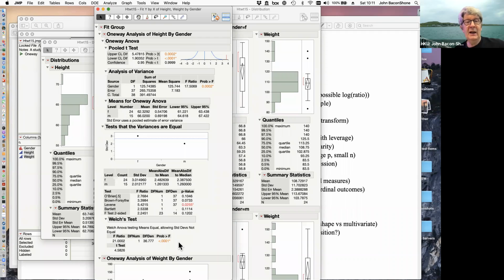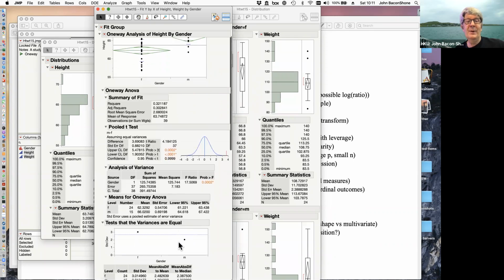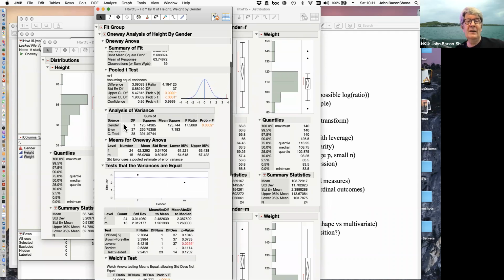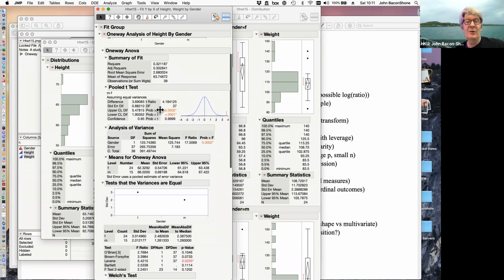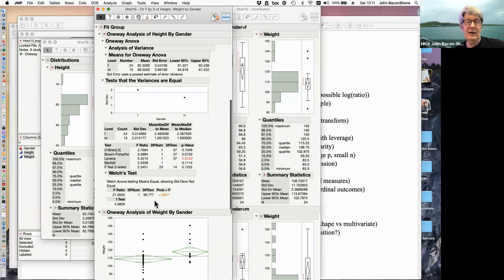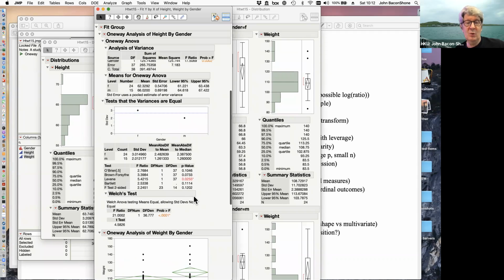And you'll see here, for example, this is the height by gender. The overall analysis of variance result is the same as the pooled t-test, 0.02%. It tells us that for the females, the mean is about 62. For the males, it's about 66. And in fact, the test without assuming equal variance is also significant. In fact, even more strongly significant at 0.01%.